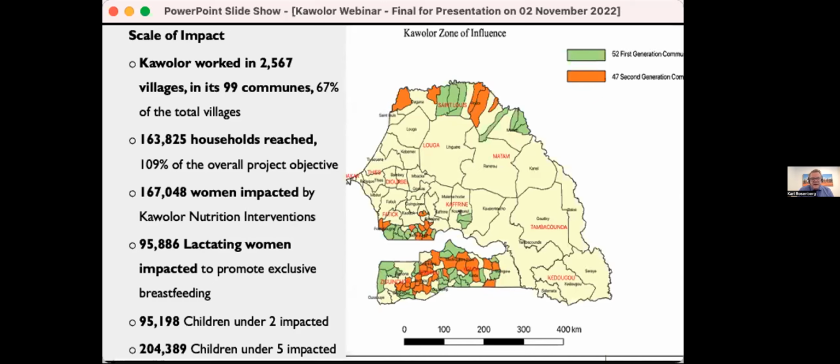The green demarcates first generation communes. These are the original communes we worked with in FY 2018, 2019, 2020. The orange is for second generation communes, 47. And these were in 2020, 2021, and 2022.